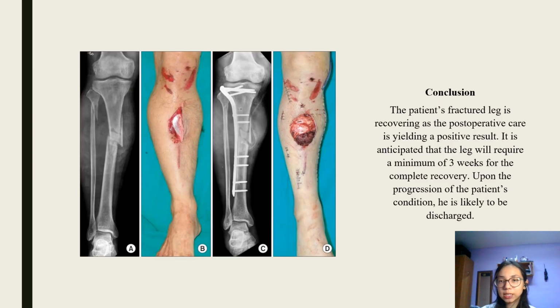In conclusion, I can say that the patient's fractured leg is recovering and overall his health is recovering. This post-operative care is yielding a positive result, and it is anticipated that the leg will require a minimum of 3 weeks for complete recovery. With that, he is likely to be discharged.